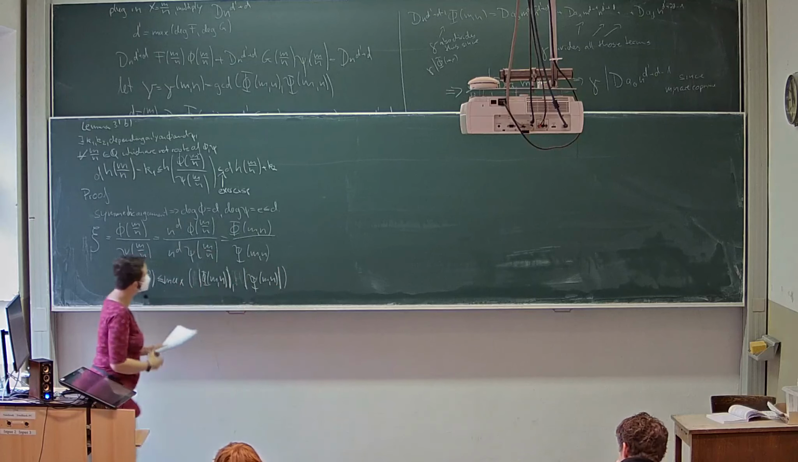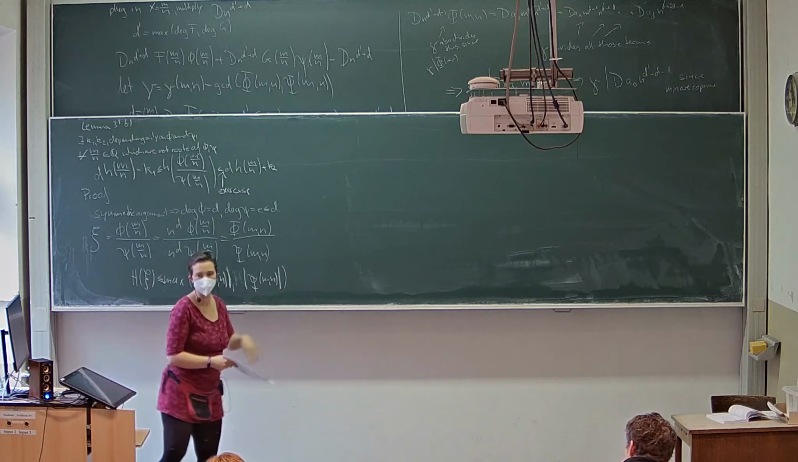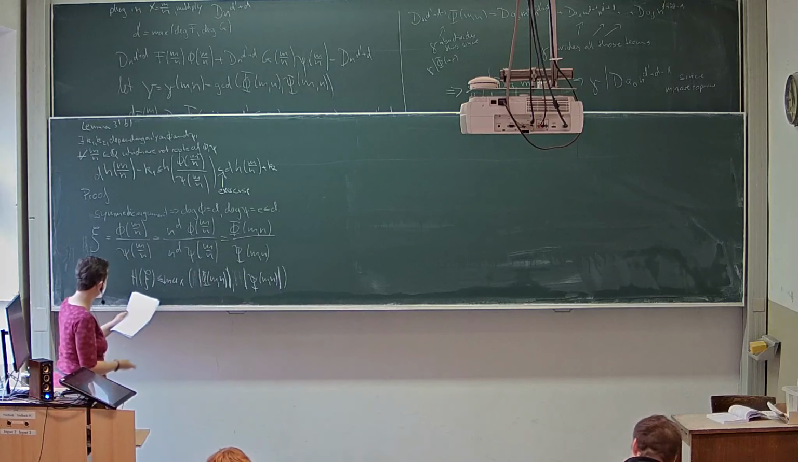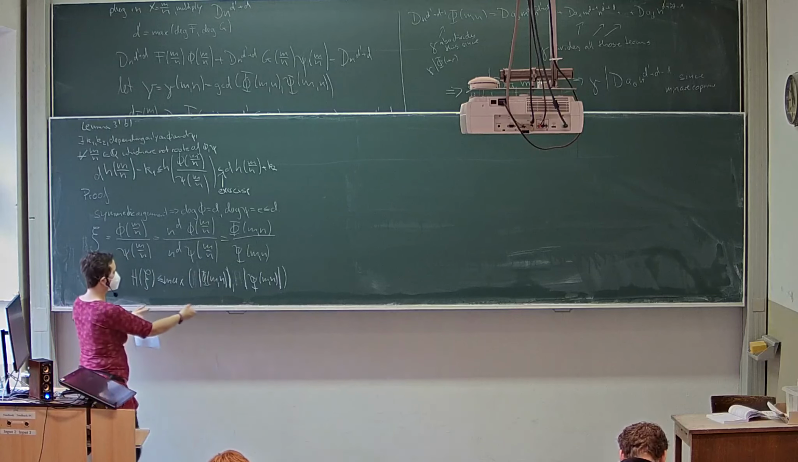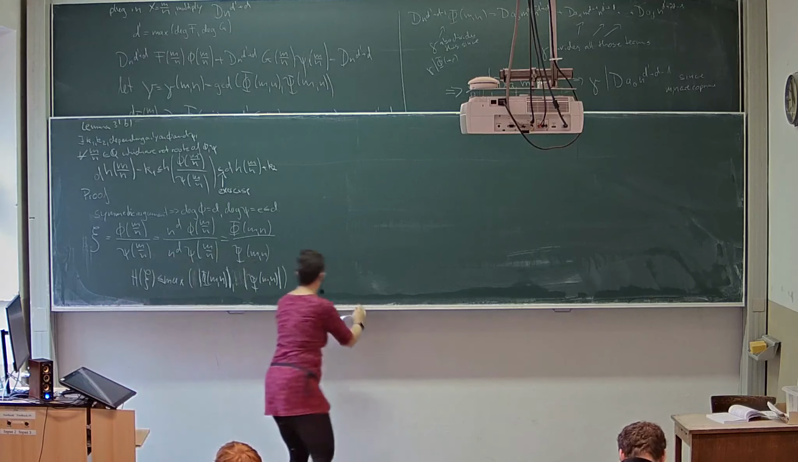From A, we know that the greatest common divisor of those two divides some r that's only depending on phi and psi. So we also have something in the other direction.